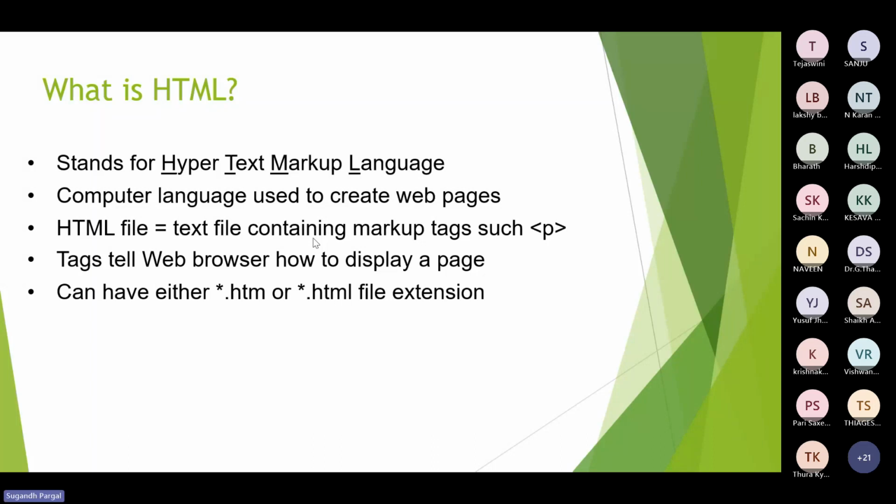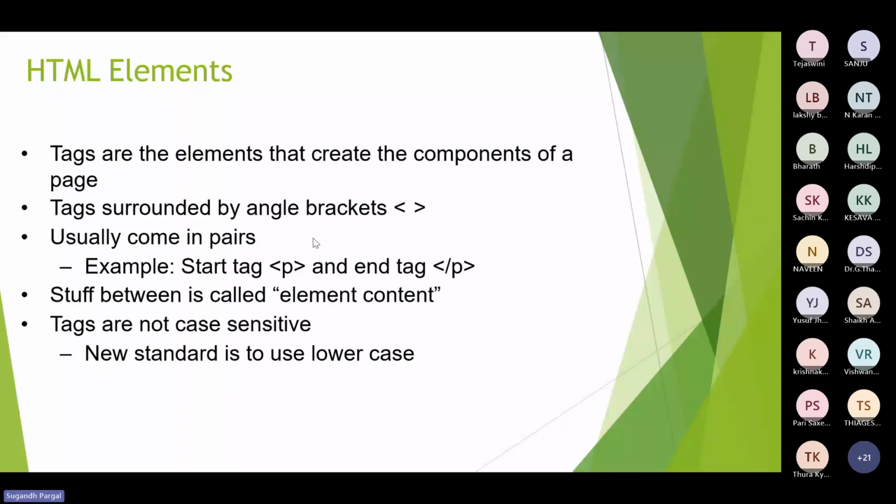An HTML file is a text file which contains markup tags such as this tag P. The tags tell web browsers how to display a page. The file can be saved as a .htm or .html file. Tags are the elements that create the components of a page. The tags are surrounded by angle brackets, as you can see here, and usually these tags come in pairs. They start, and then end with a slash followed by that particular tag name. The stuff between them is called the element content.